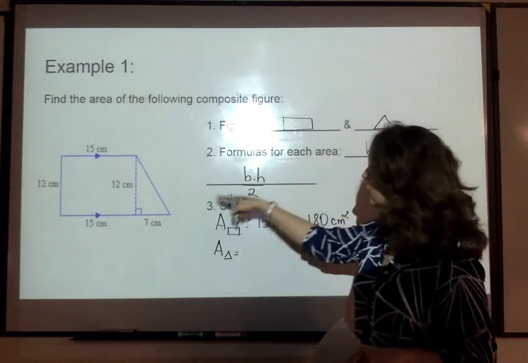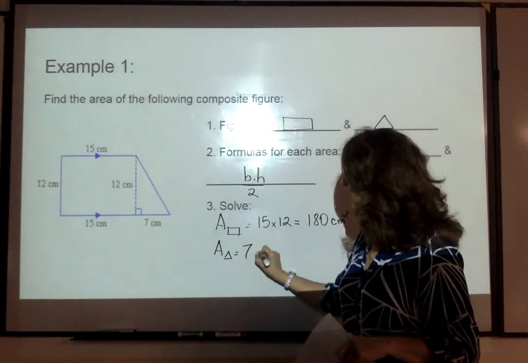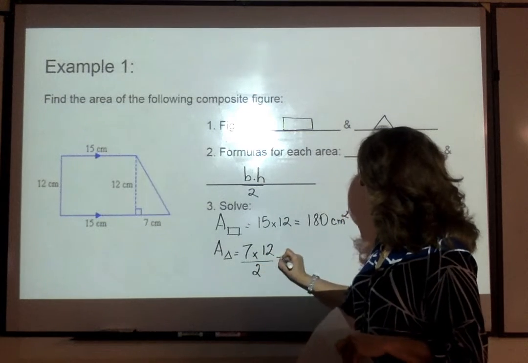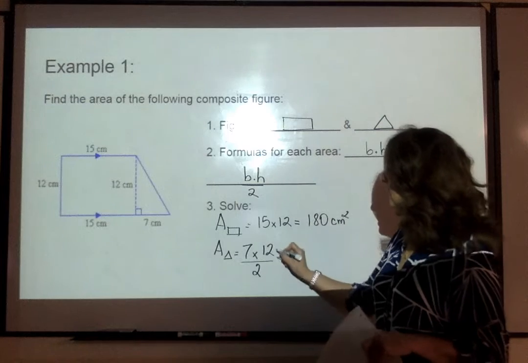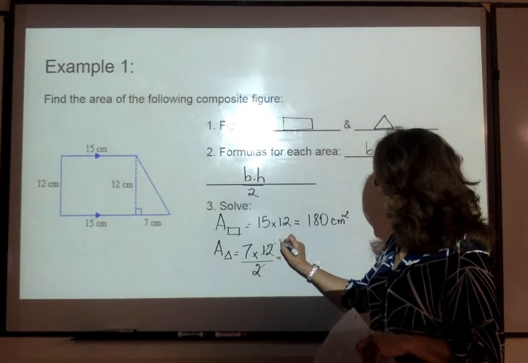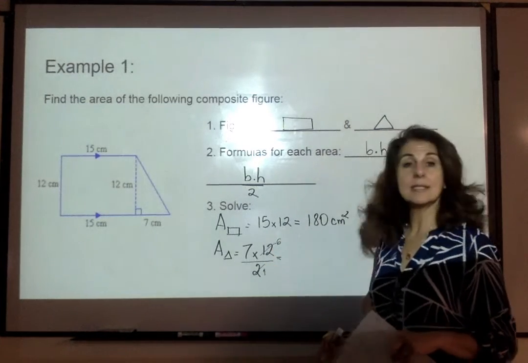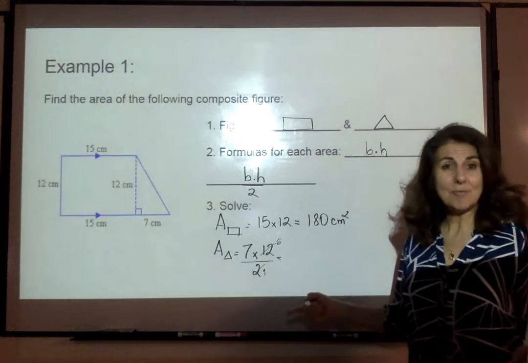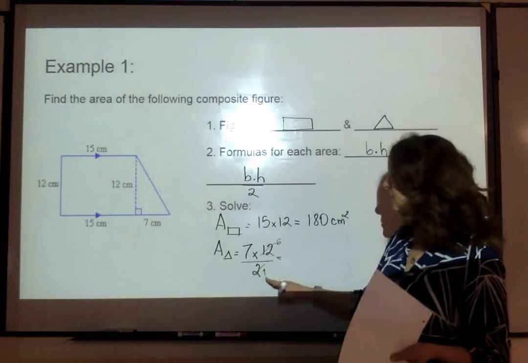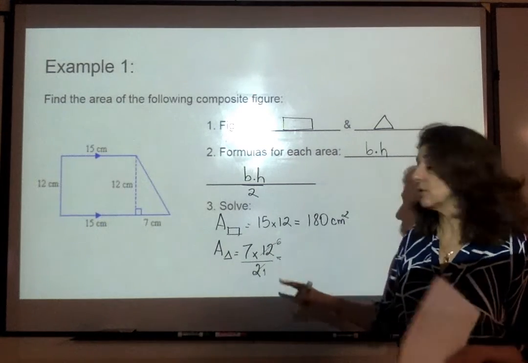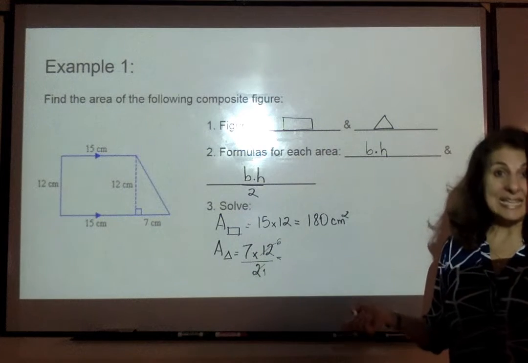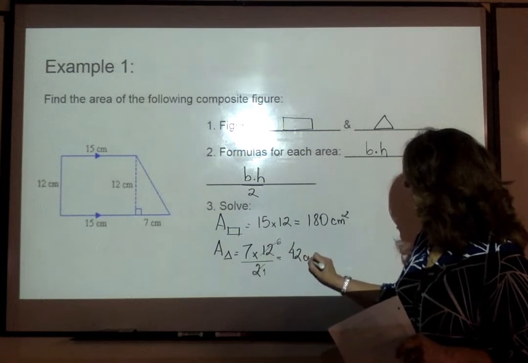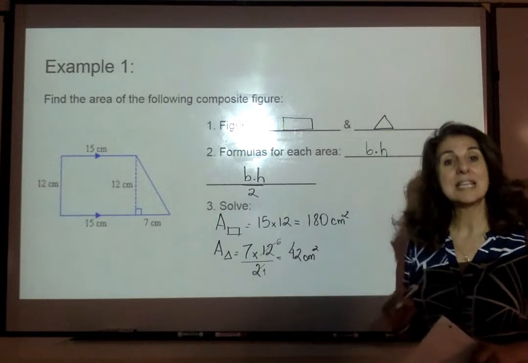Okay, now the area of the triangle. The area of the triangle is 7 times 12 divided by 2. So this is the same thing as getting the 12 divided by 2, which is 6, and this is 1. I simplified my division. Could I have multiplied? Yes, 7 times 12 divided by 2, but I prefer to multiply 7 times 6. It's easier and it's faster. So 7 times 6, 42, also centimeters squared.